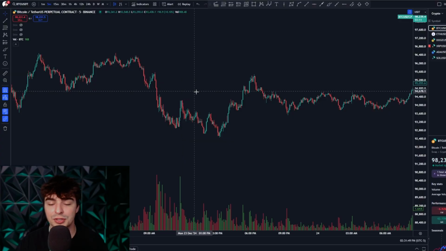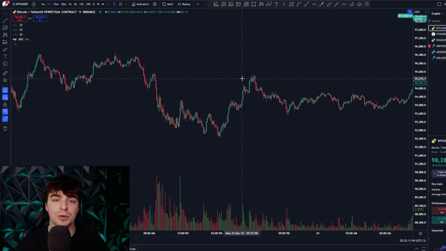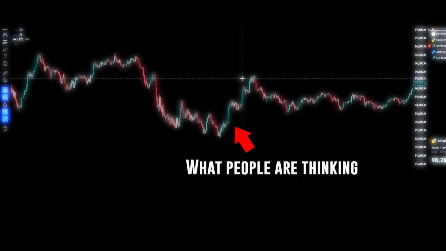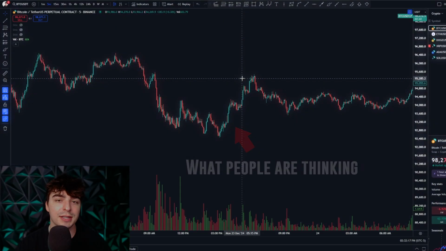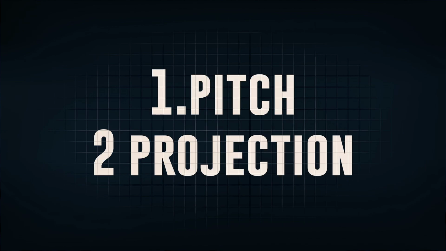The price tells a story, and a lot of people forget that every decision is made by a human and their beliefs, their emotions, their sentiments, etc. The chart tells you what people are thinking or what algorithms are thinking. It doesn't matter. The chart will tell you where price is likely to go next if you just understand the 3 P's to price action. And the 3 P's are pitch, projection, and pullbacks.